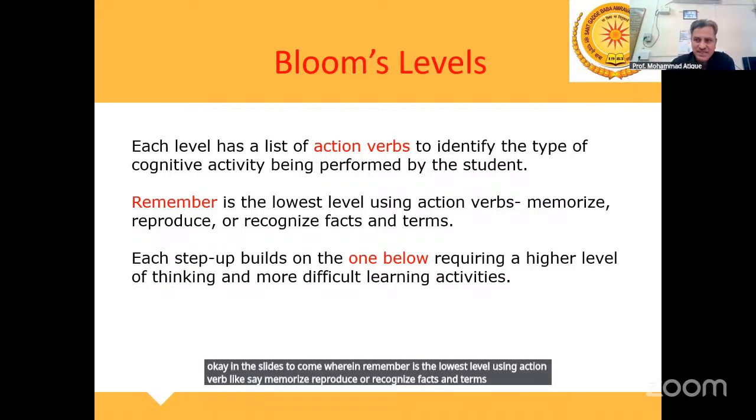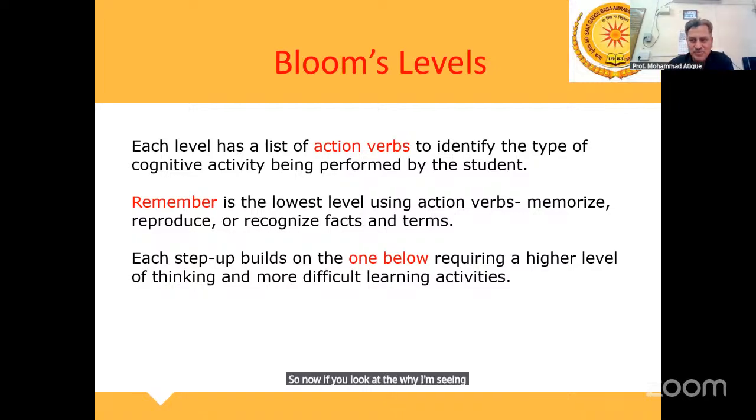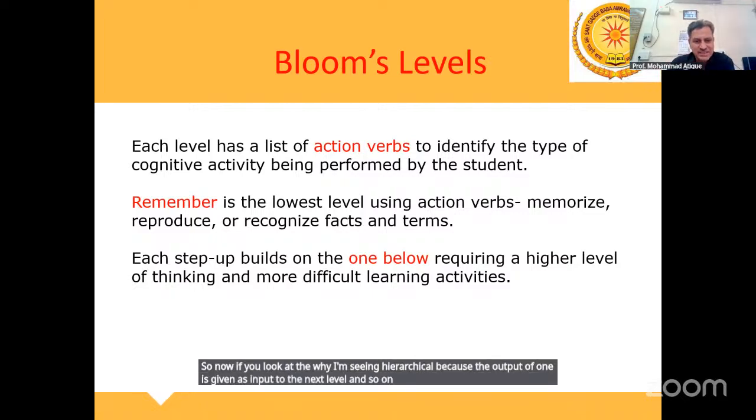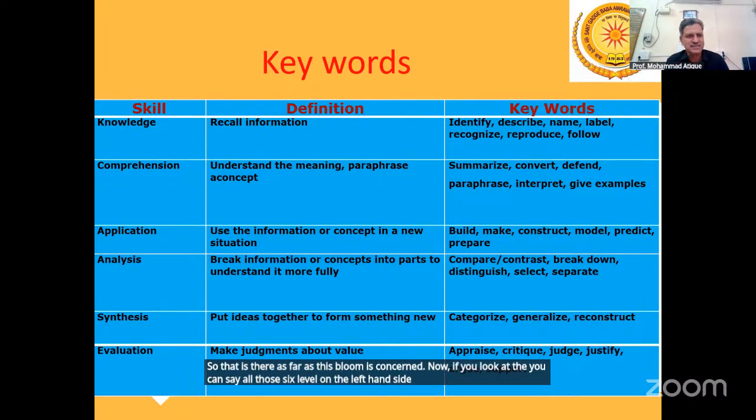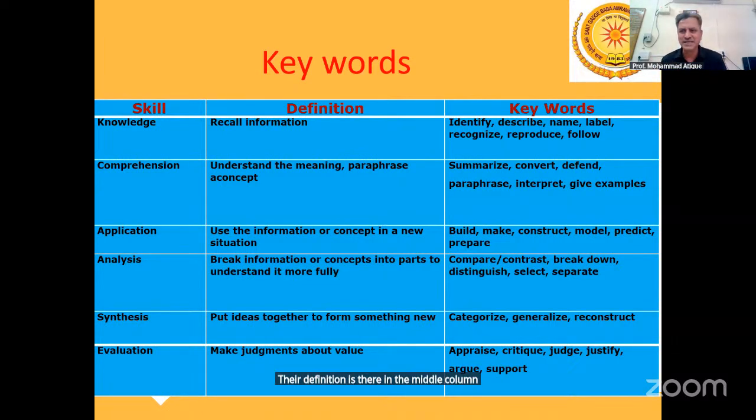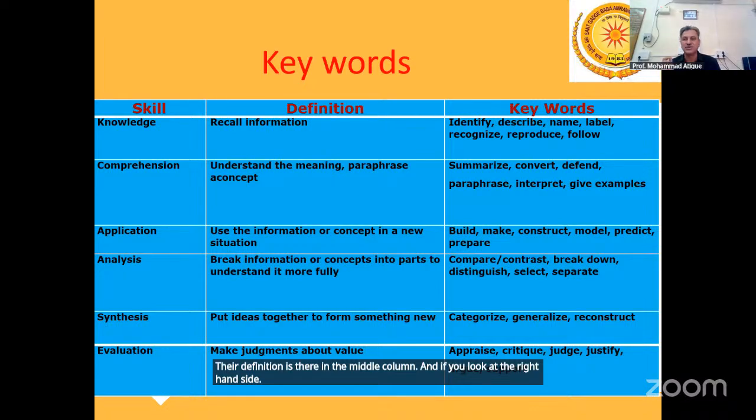Now, why I'm saying hierarchical is because the output of one is given as input to the next level, and so on, right? So each step builds up on the one below, requiring a higher level of thinking and more difficult learning activities. So that is there as far as Bloom is concerned. Now, if you look at all those 6 levels on the left-hand side, you have all those skills: knowledge, comprehension, application, analysis, synthesis, and evaluation. Their definition is in the middle column, and on the right-hand side he has proposed a list of action words.